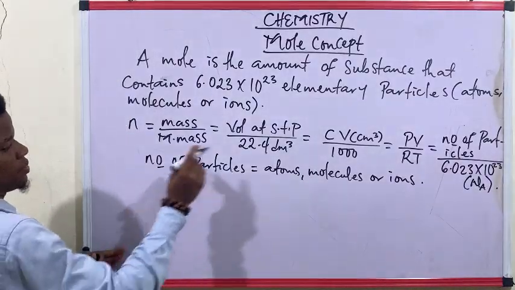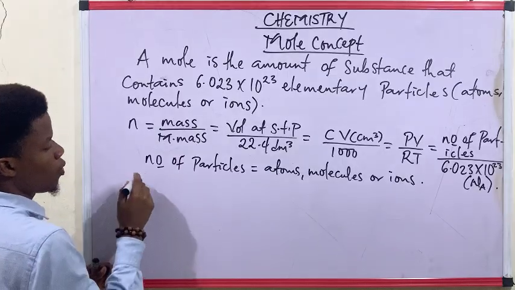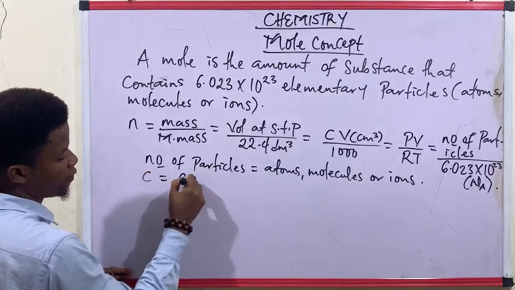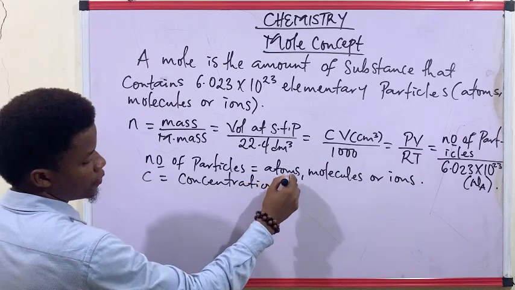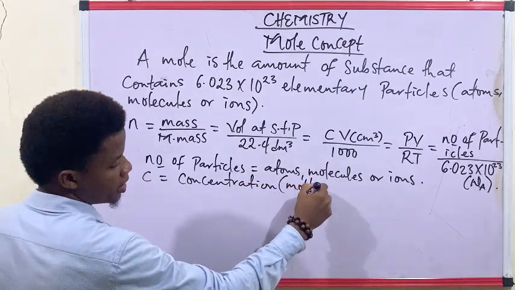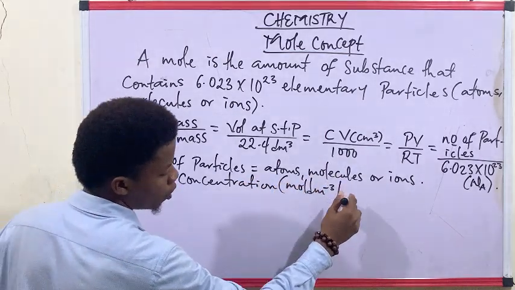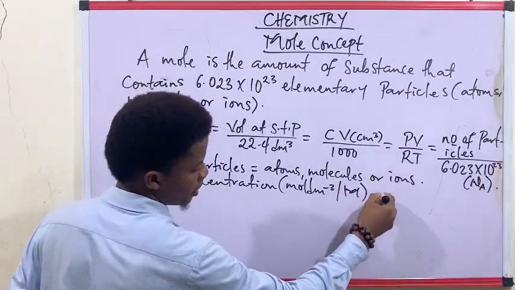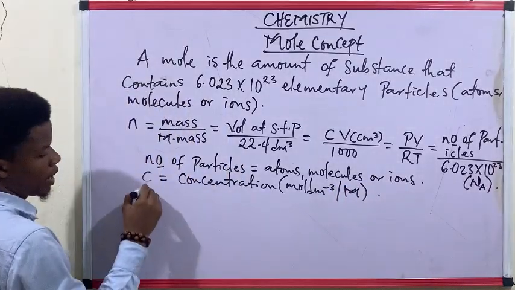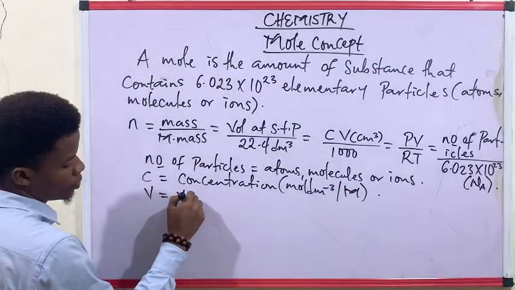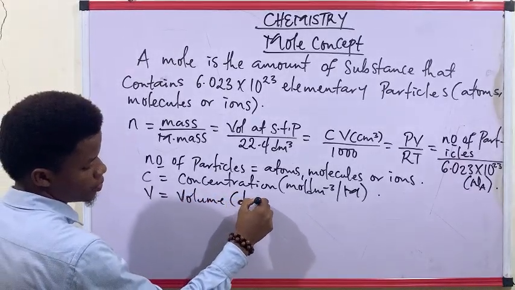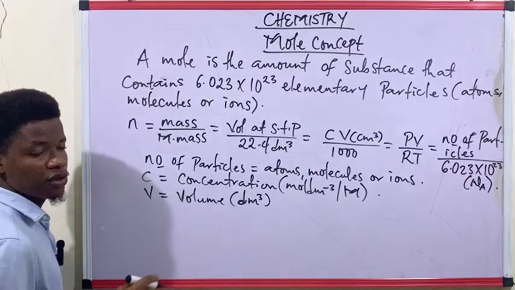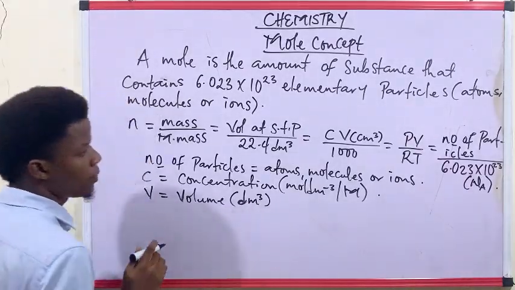We have C in the parameter there. What does C stand for? C stands for concentration, and the unit for concentration is mole per dm cube, or molar. We have V, volume. The standard unit for volume is dm cube, so please don't forget this. Standard unit for volume is dm cube.